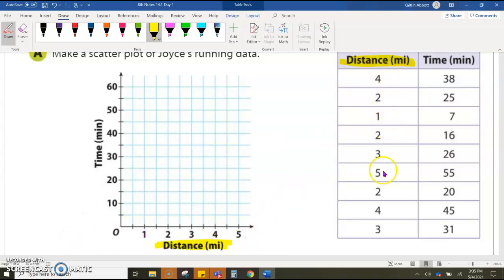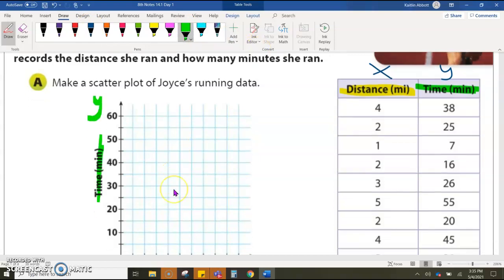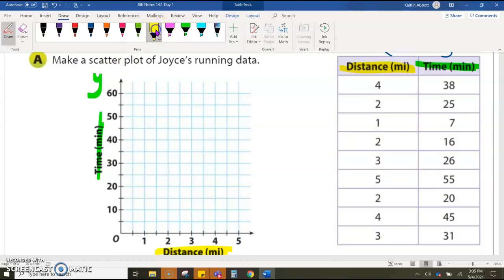I'm going to do the x-axis because that would also make sense, because this should be our x and this should be our y. And is it? Let's see. Time is on the y-axis and distance is on the x-axis. So these are technically ordered pairs, folks.